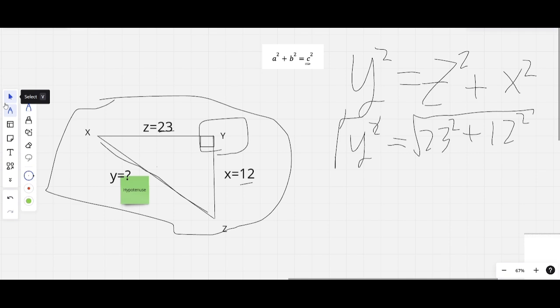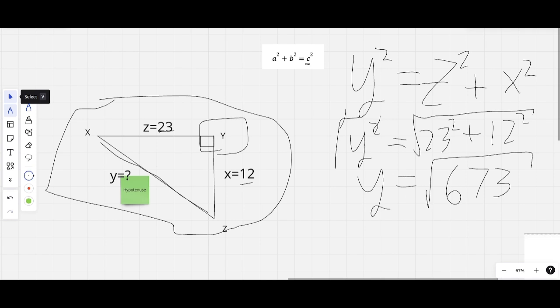Now, you can obviously put this entire equation into a calculator, but sometimes the teacher would want you to show steps. So we will begin by multiplying 23 times 23 plus 12 times 12, which gives us 673. Let's double check. That's correct. And now that is our answer in exact numbers.